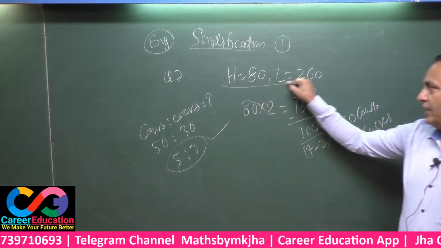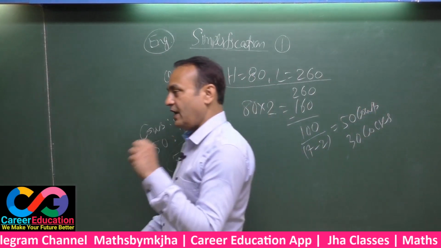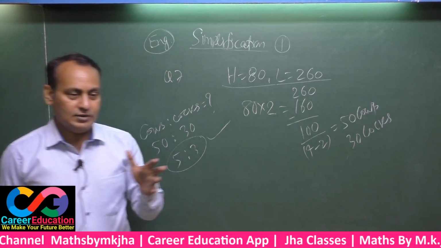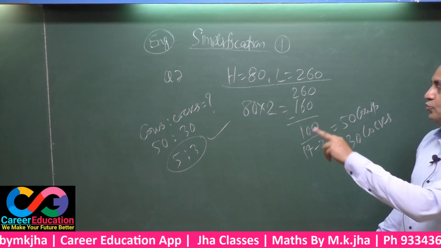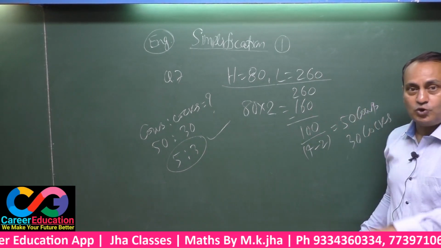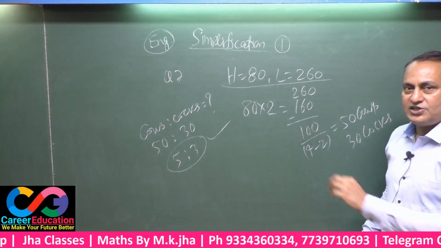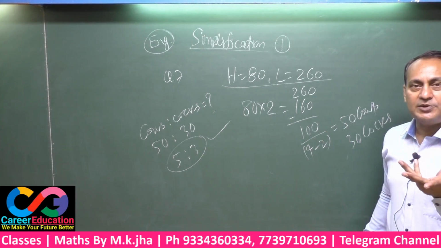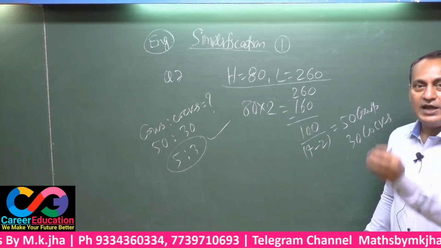In order to get the number of cows first, you will have to suppose all are cocks. That means if 80 cocks are there, 80 into 2, 160 legs must be there, but there are 260 legs in toto. In the final, correct situation, certainly the difference is 100, and that must be divided by the difference of the legs between the two. That means the difference of the legs of cows and cocks.